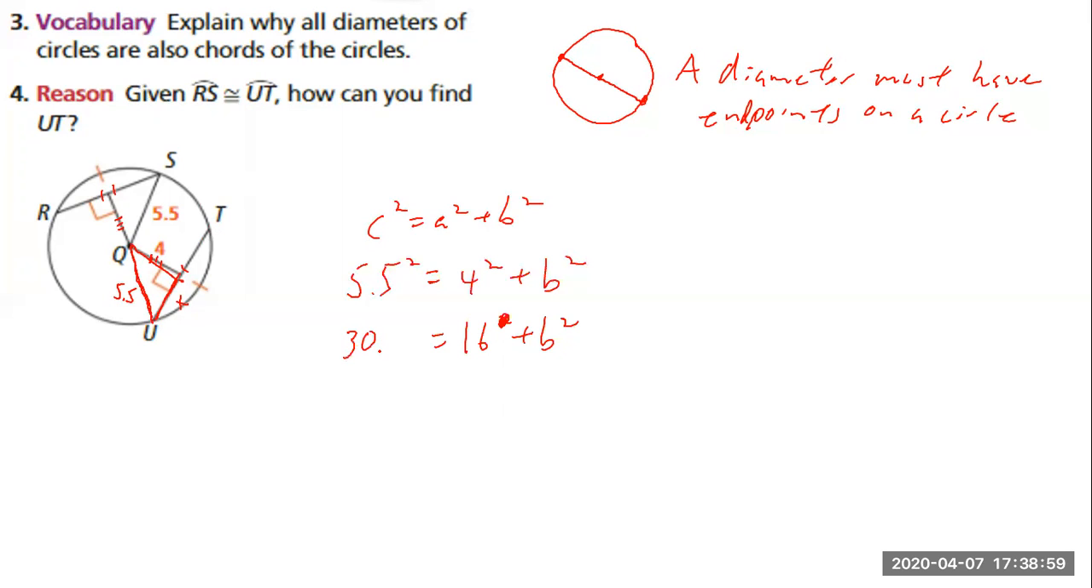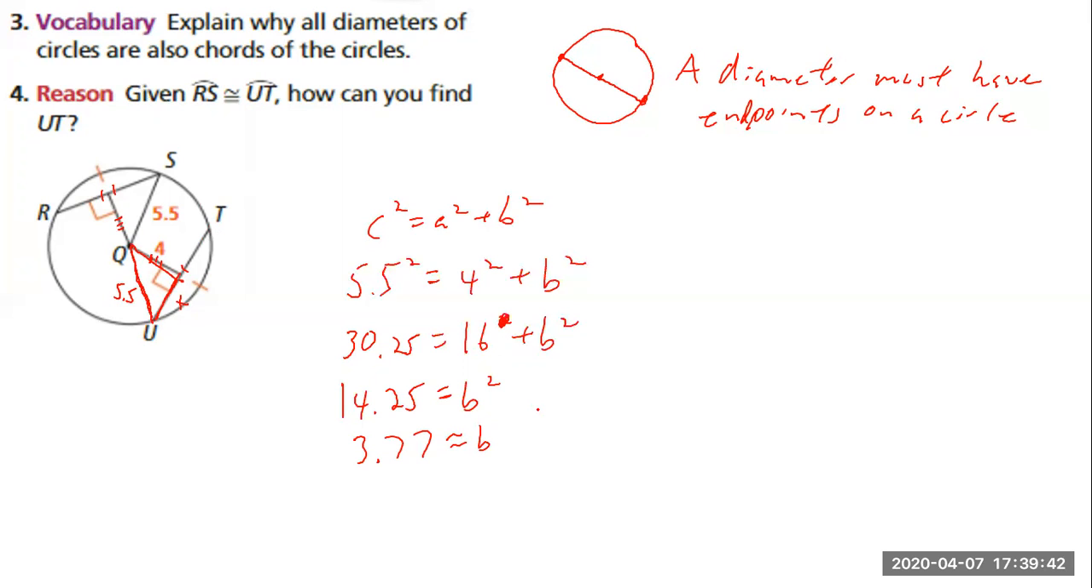So 30.25. So we take that number, we subtract off the 16, so minus 16. We get 14.25 equals B squared. We take the square root of that. Can't find the square root key on this calculator. There it is. It's going to be 3.77. And again, that's an approximate value for B.